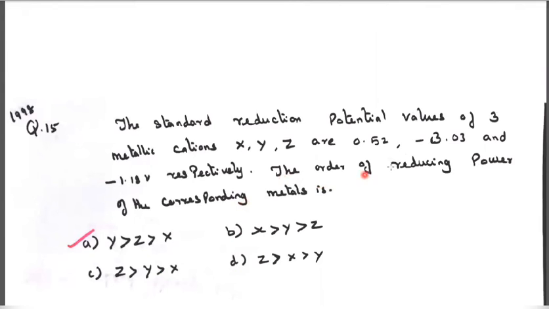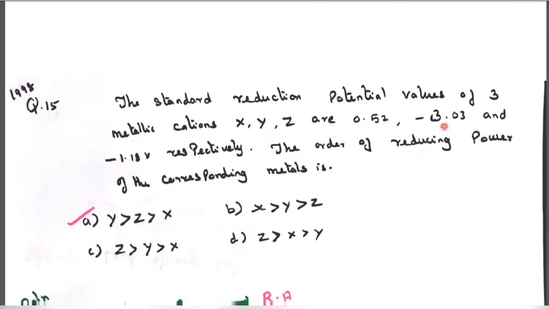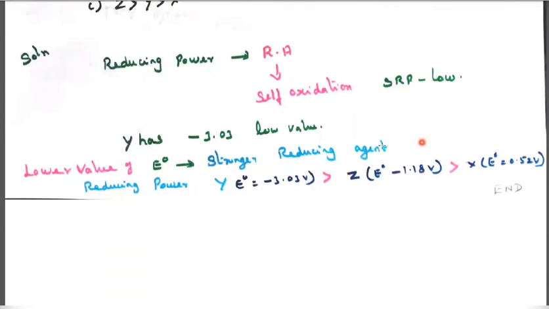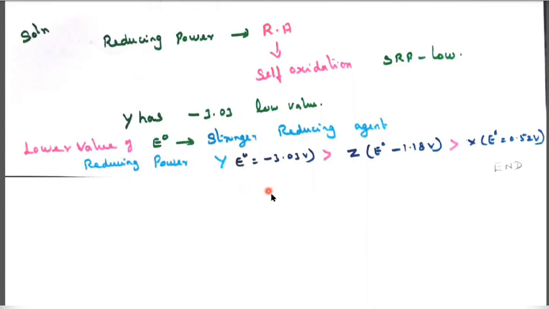X value is positive, Y value is negative, and Z value is negative. But here Y has a very, very low value. So what are the E naught values? The lower value of E naught is a stronger reducing agent. So Y, with E naught minus 3.03 volts, is greater than Z, with minus 1.18, which is greater than X, with 0.52.